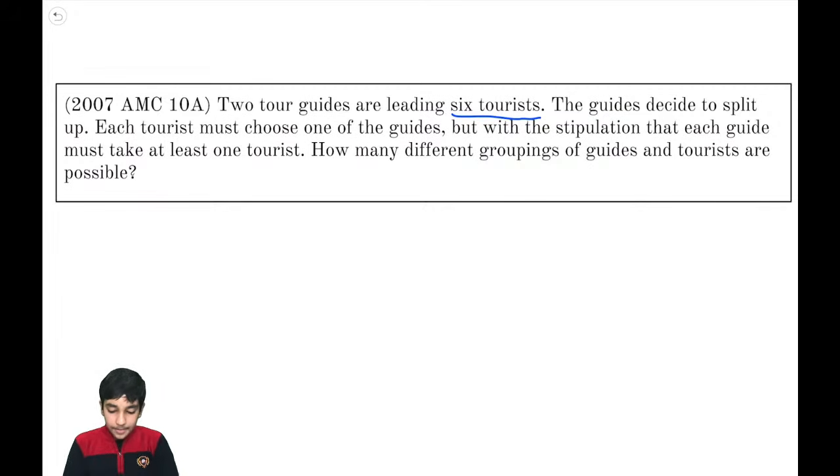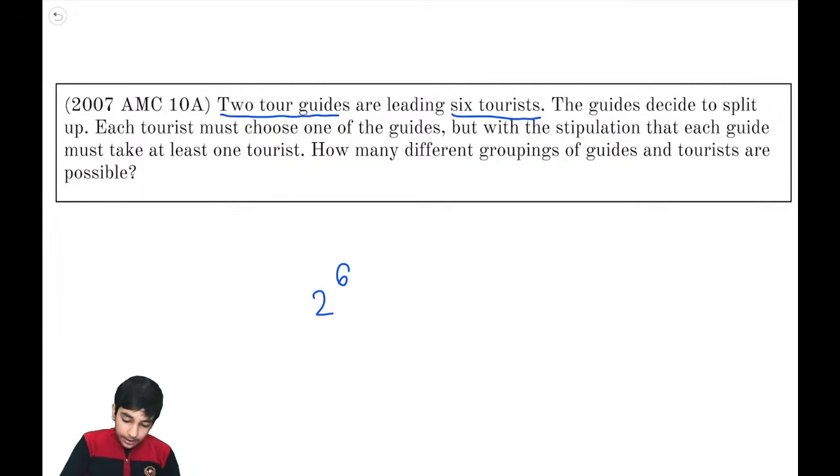So the idea here is that we have 6 tourists and each tourist must choose one of the guides. So we have 6 tourists and 2 tour guides, so each of the 6 tourists has 2 choices. They can either go to the first tour guide or the second tour guide. So 2 choices for each of the 6 tourists, so 2 to the 6.